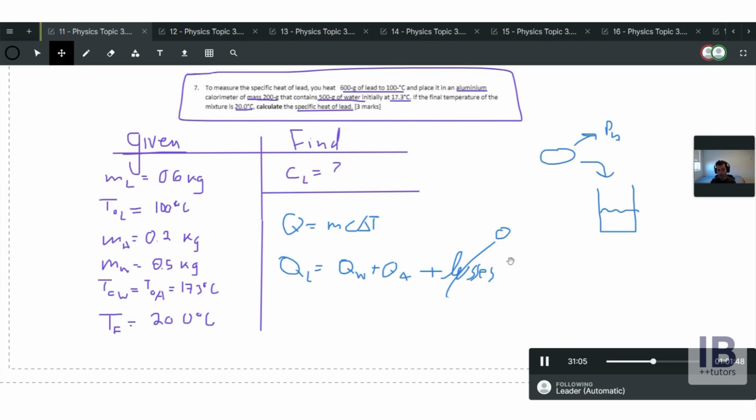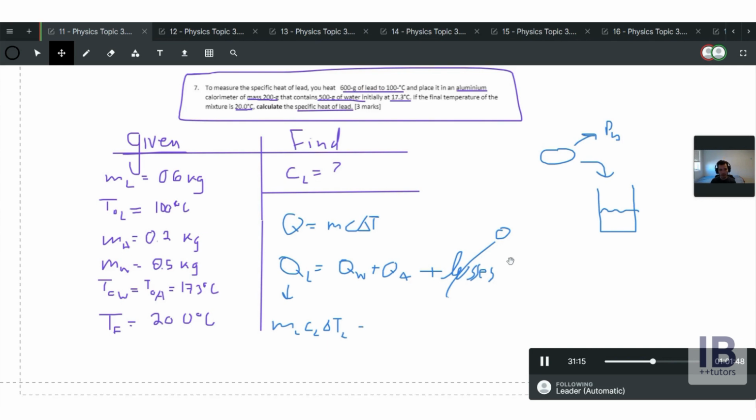And you see how QL is just, like we said, MLCL delta TL equals MWCW delta TW plus MACA delta T. There's a lot. This is not the longest equation you'll see in your life.